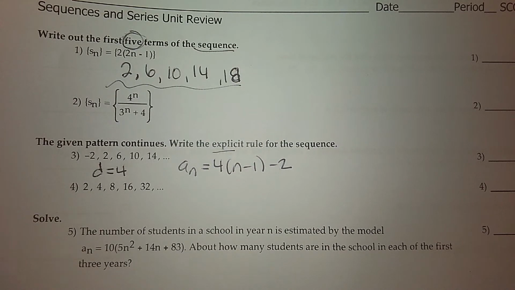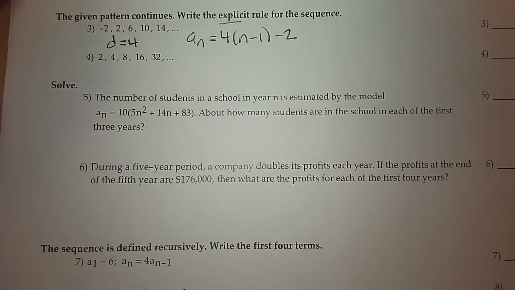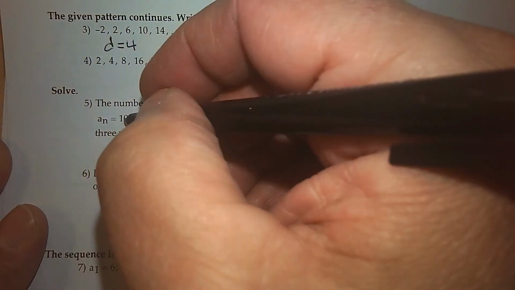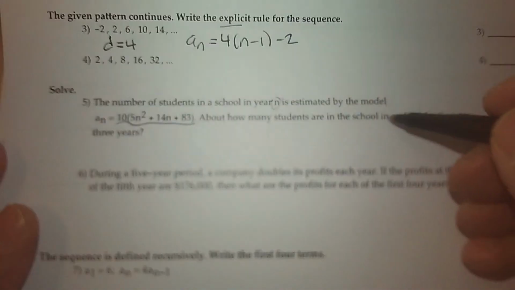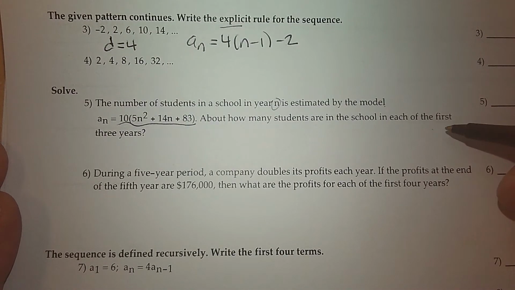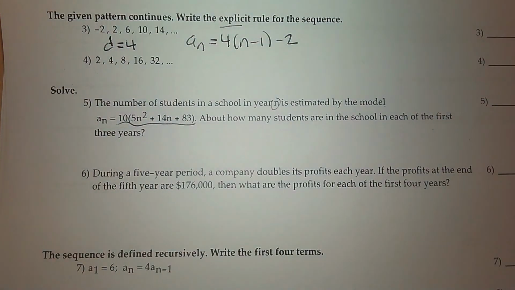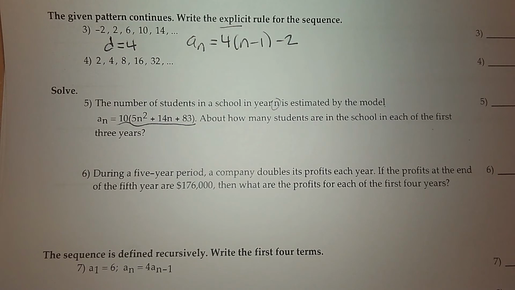You could also take another term like n minus 2 plus 2 or n minus 3 plus 6, and it's done. Number 5. The number of students in a school year, n, is estimated by this model. About how many students are in the school in each of the first 3 years? So in each of the first 3 years, you'd first plug in 1. I'm going to use a calculator, just because that's the mood I'm in.